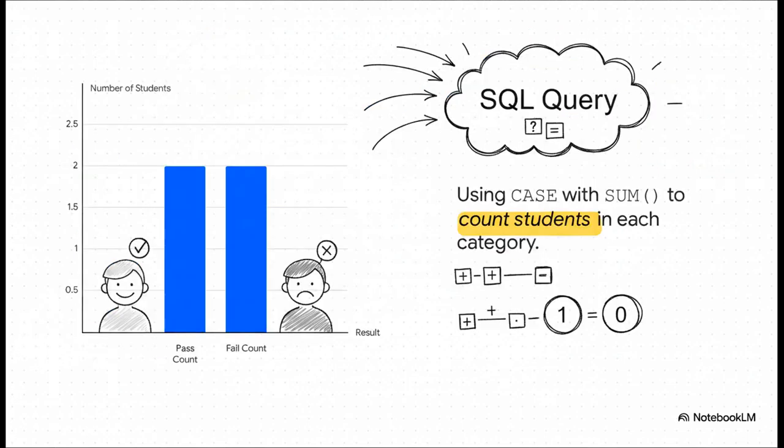Okay, now for a pro-level trick. This is amazing for building reports. You can actually stick a case statement inside of another function, like SUM or COUNT. Here, we're telling SQL to sum the number 1 for every student who passed, and a 0 for everyone else. This lets us count up our different categories all in one clean, super efficient query.